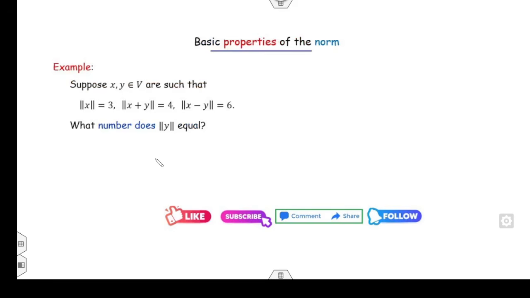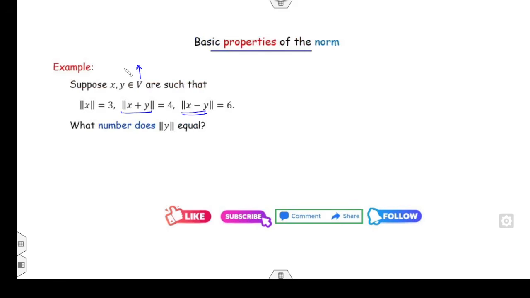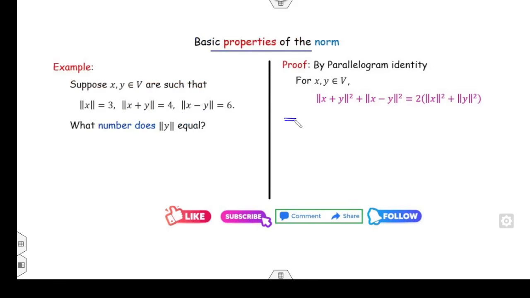Okay, look at the next one. Suppose x and y are again in V. V may be real or complex. Your target is to find the value of norm of y. So let us find a relation in which x plus y also comes and x minus y also comes, by using the parallelogram identity. So I can substitute the values in the parallelogram identity.